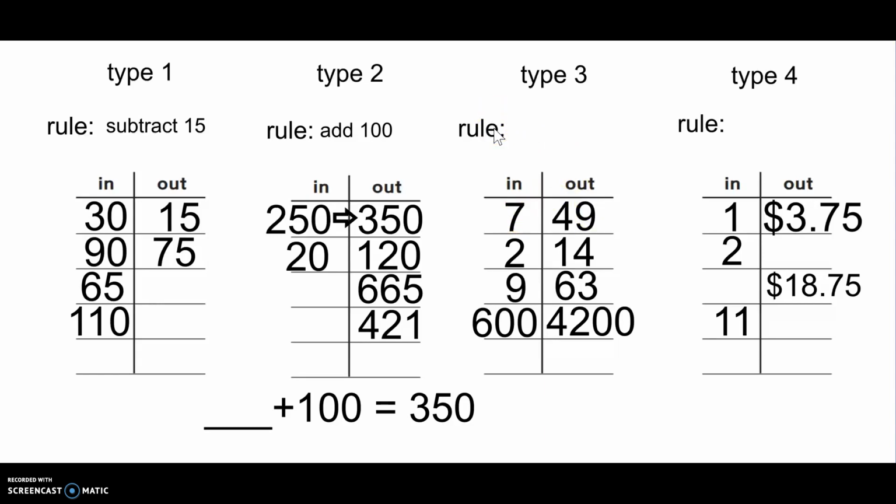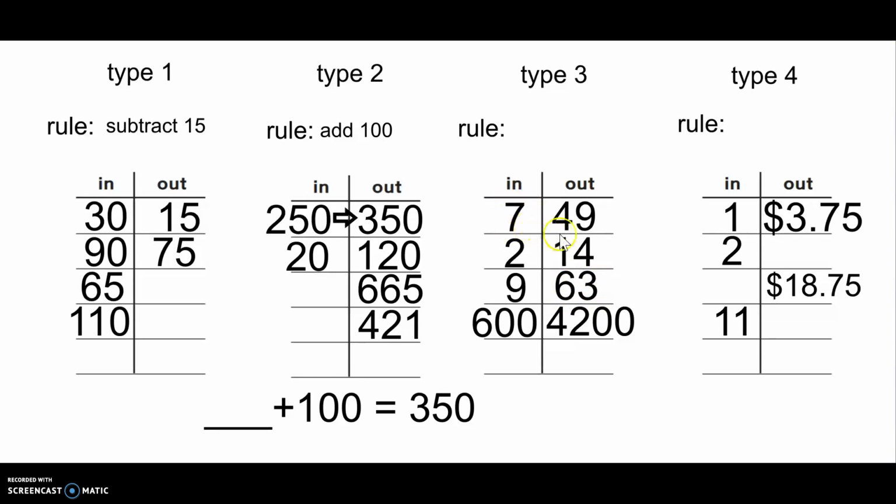Now in my third type, I have my input, I have my output, but I don't know the rule. I have to be careful. If I just look at my first example and I come up with a rule, I may be wrong. I have to make sure that the rule I'm thinking applies to all of my examples. Every number that goes in follows the same rule to get this output. So what could be happening here?